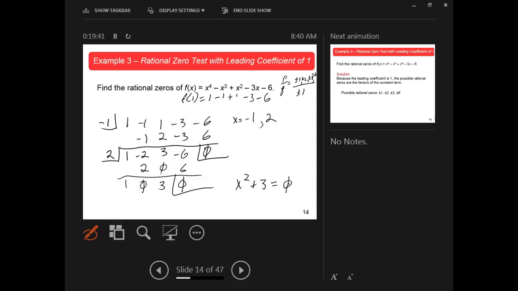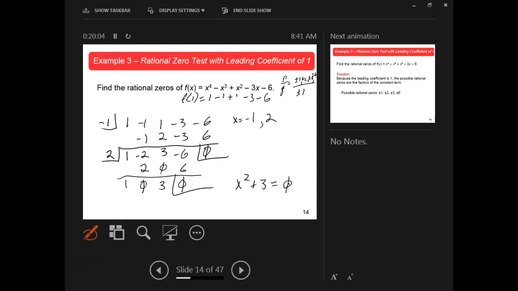Do you think we're going to come up with anything? Okay. Say again? It's not factorable. And there's no real zeros. You have found the only two, x equals minus 1, x equals plus 2.